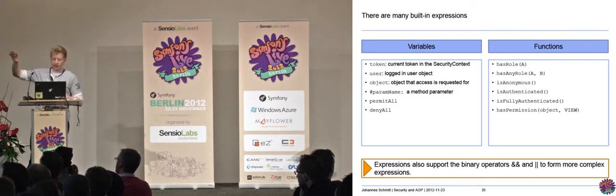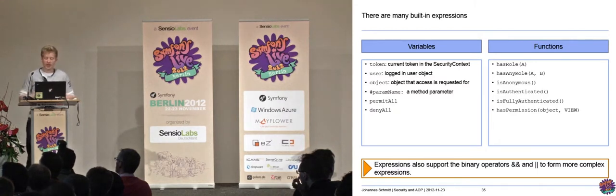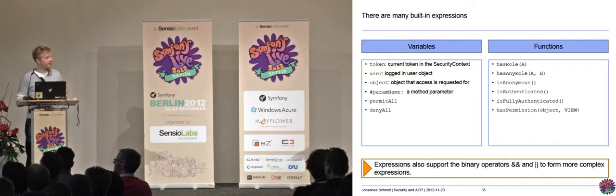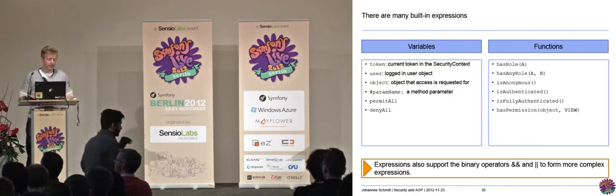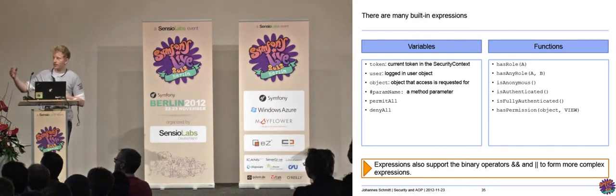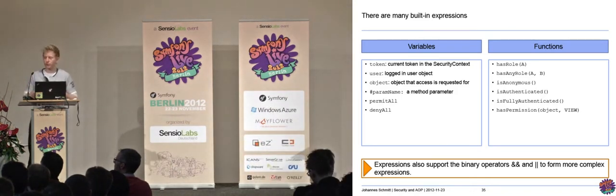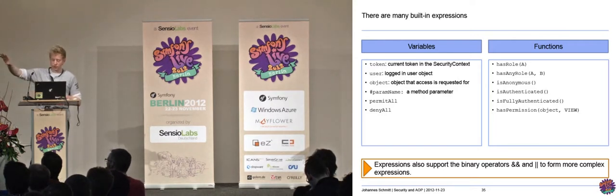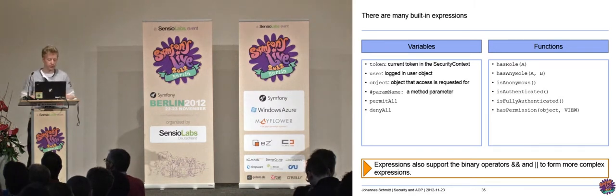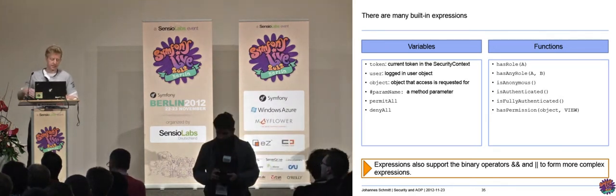We have basically a lot of things which are already built into the expressions. That's first certain variables which you can use in your expressions. That is, for example, the token variable, which resembles the current token which is in the security context. Then we have the user, which is currently logged in. We have the object, which you request access for. And you can also access parameters, which are only relevant if you have a method which is called. We also have the two true-false things like permit all and deny all.